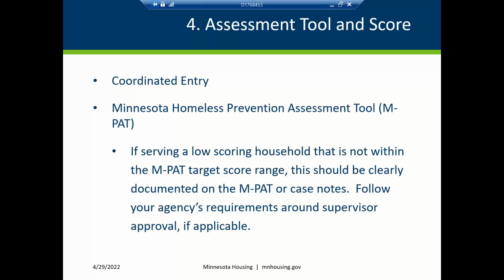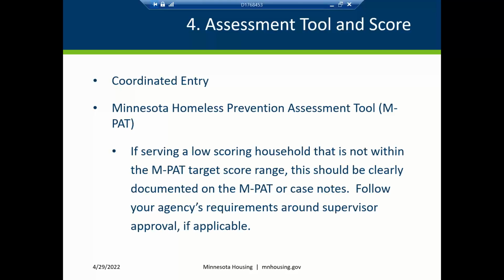So for the assessment tool and score, this particular part of the file monitoring is a little bit more complex now. We used to have a system where nearly everyone in the state of Minnesota was using the VI-SPDAT if the household came through coordinated entry. So that's households who are experiencing homelessness. And so we would see a VI-SPDAT score, that vulnerability index score, in the file. And we would be able to tell that that household had gone through coordinated entry and that they had a score that meant that they were eligible to receive funds through the program.